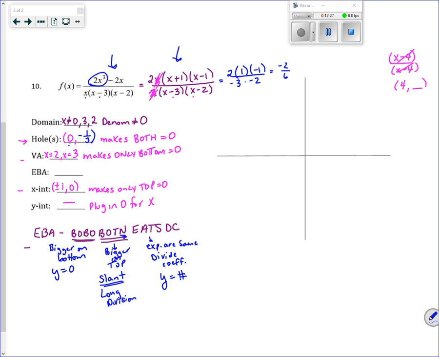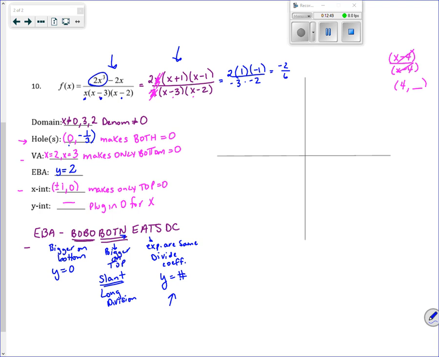The highest power on top is x cubed. If I multiply out this denominator, I would get x cubed as well. So I have this scenario in this problem. The exponents are the same, so I divide the coefficients. 2 over 1 is 2. So I would get that.